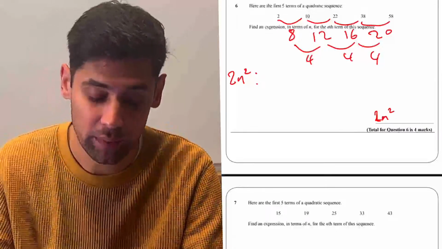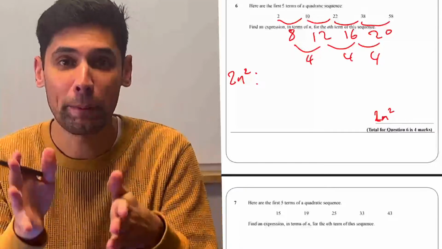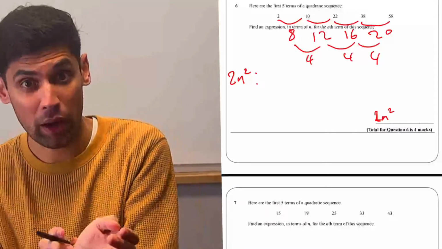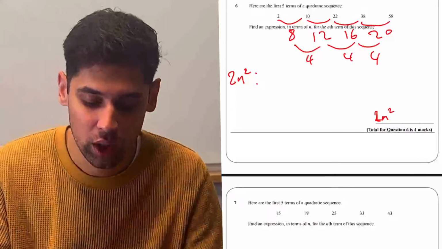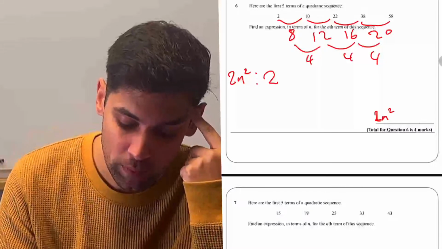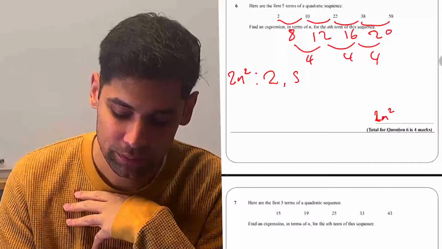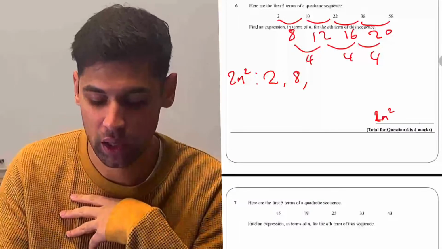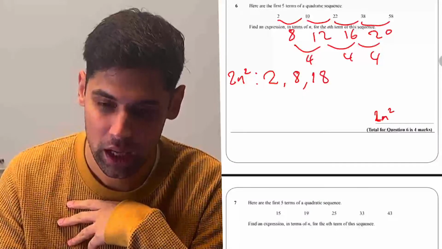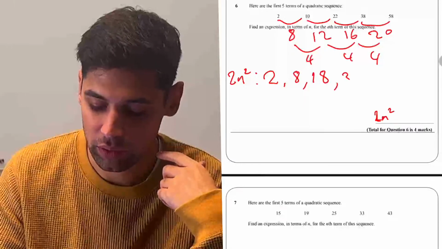So what is 2n squared? That is 1 squared times 2, 2 squared times 2. Again, using BIDMAS, we have to do the indices first, the squaring, then the multiplication. So 1 squared is 1 times 2 is 2. 2 squared is 4 times 2 is 8. 3 squared is 9 times 2 is 18. And 4 squared is 16 times 2 is 32.